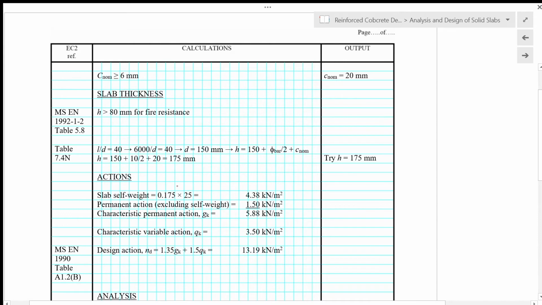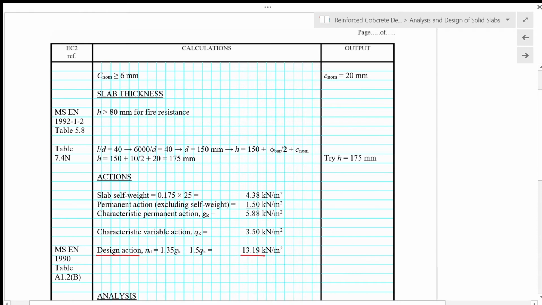Based on the thickness of 175 mm, we can calculate the slab self-weight. 175 mm converted to meters is 0.175, multiplied by the unit weight of reinforced concrete, which is 25 kN per cubic meter. We get a force per unit area due to self-weight of 4.38 kN per square meter. Adding the 1.5 kN per square meter of permanent action, we have 5.88 kN per square meter of permanent action. The characteristic variable action Qk given is 3.5 kN per square meter. From there we calculate the design action, 1.35Gk plus 1.5Qk, which is 13.19 kN per square meter.